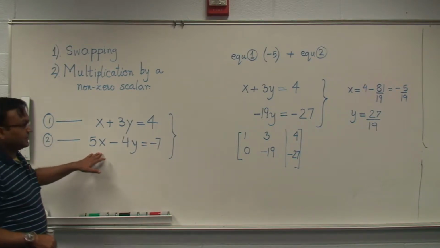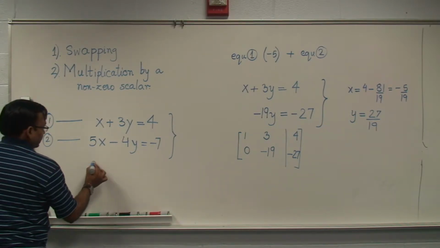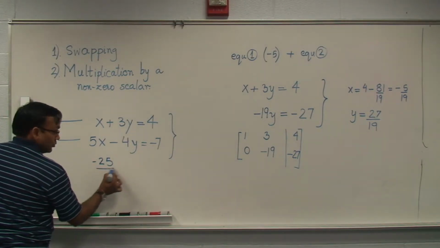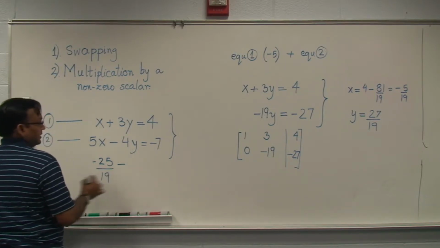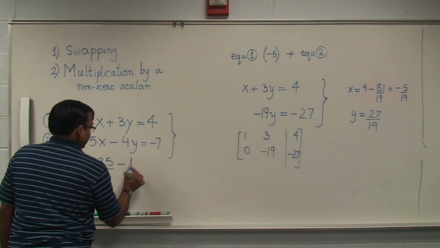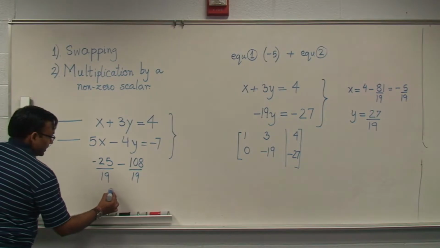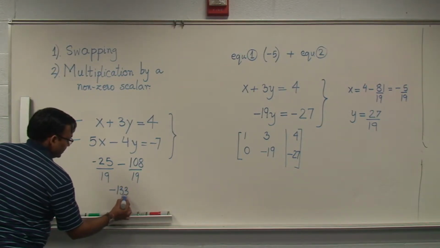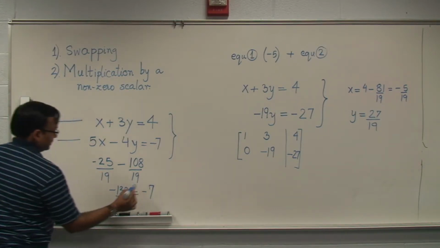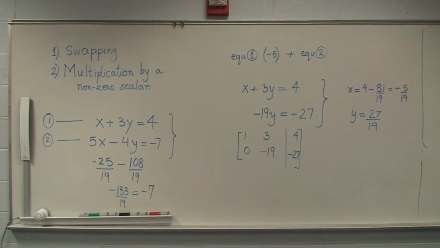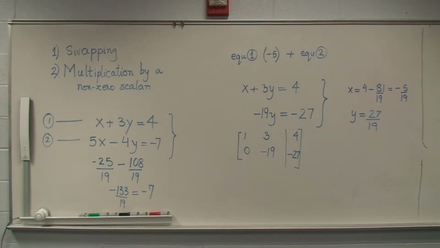Let's look at the second equation. If I plug in those values of x and y, what do I get? If x is minus 5 over 19, this will become minus 25 over 19. And since y is 27 over 19, this will become 4 times 27, which would be 108 over 19. So the left hand side will become minus 133 over 19, and minus 133 over 19 is nothing but minus 7. So, can we now say that at least whatever we obtained over there, the same thing satisfied our original system?